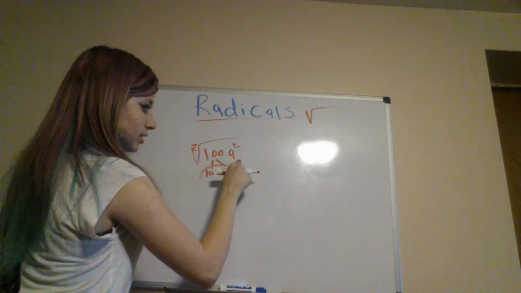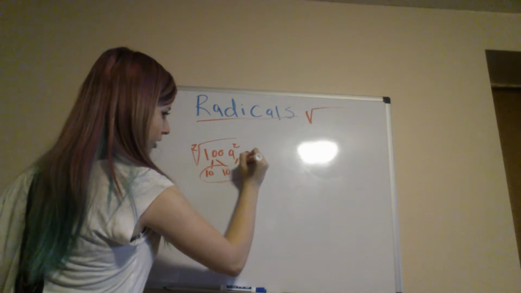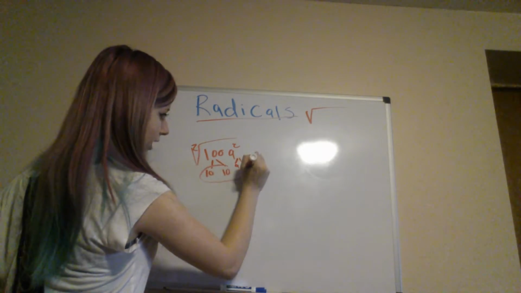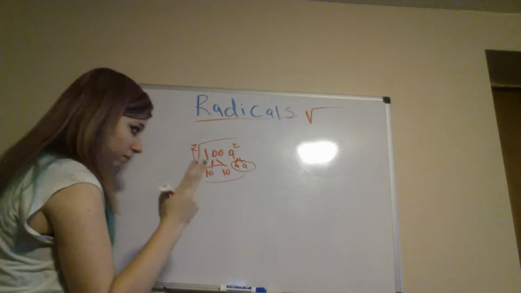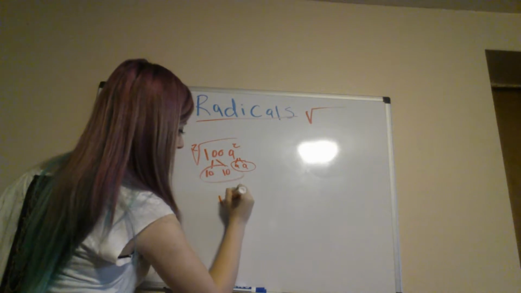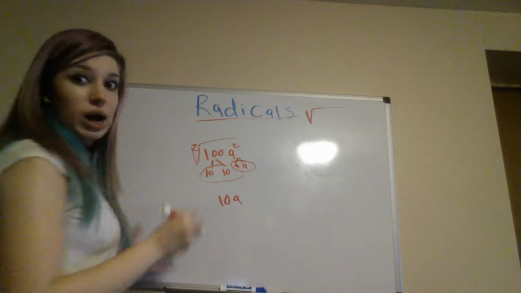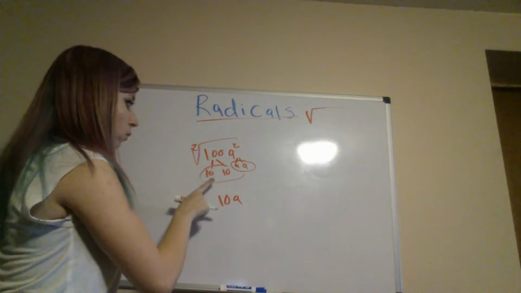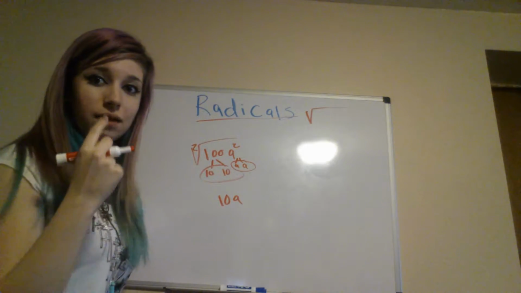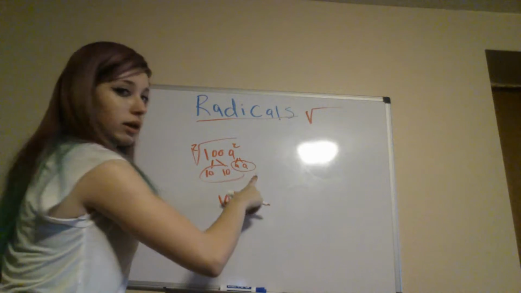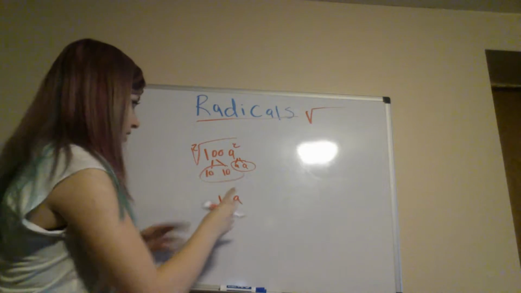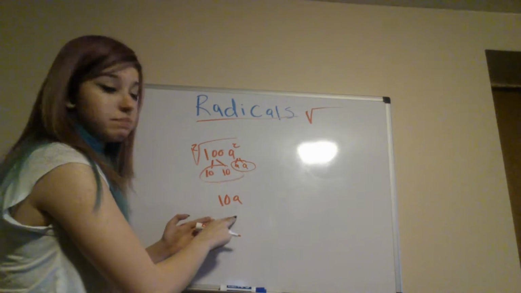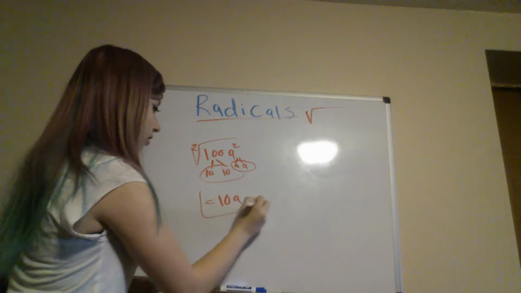Now we still have this a out here, so that breaks up very nicely into a and a. There are 2 of them. So our answer would be 10a. Why? Because we have one group of 10 and we have one group of a. So we combine those together to make 10a.